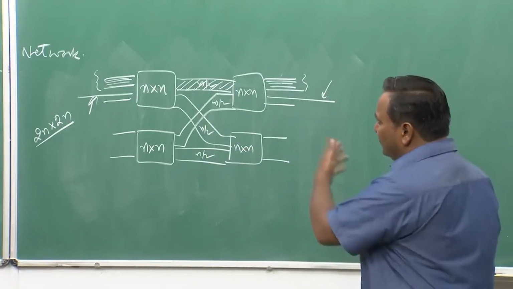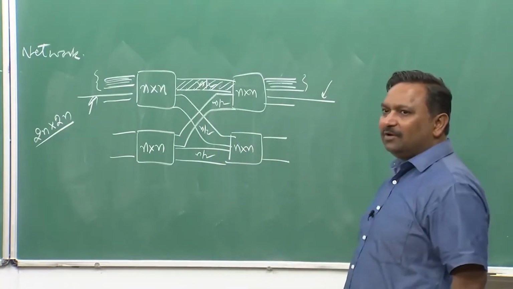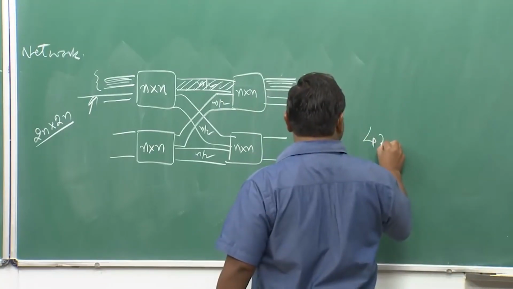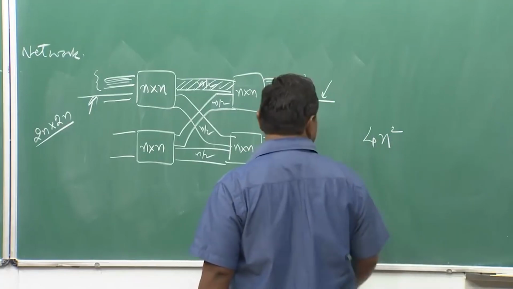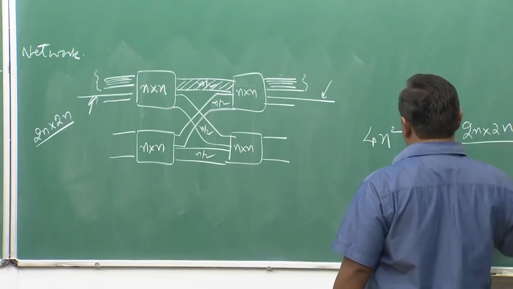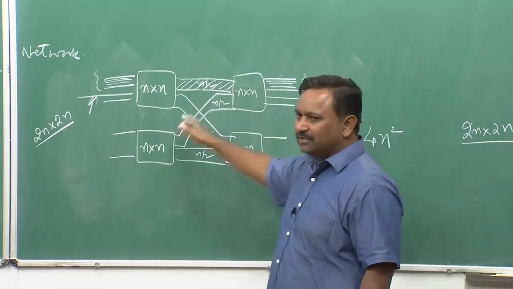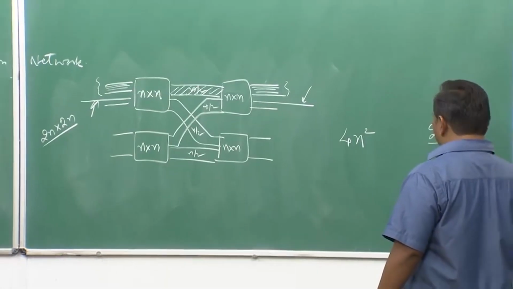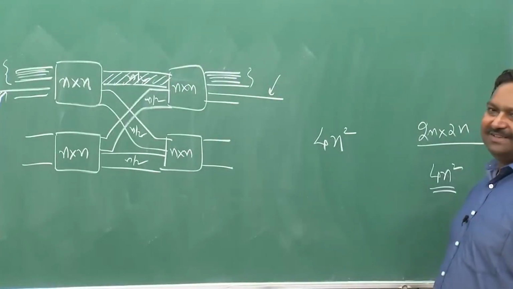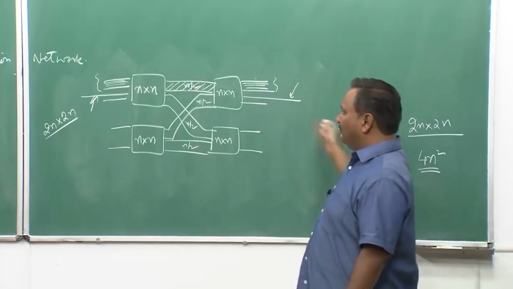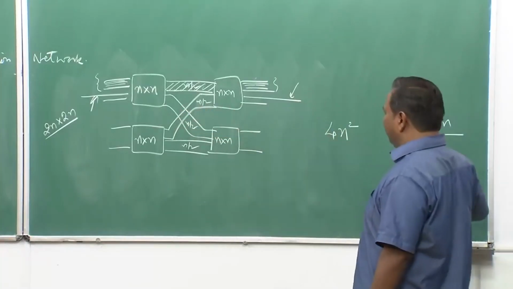And of course, for this 2n by 2n system, my cross point complexity is actually 4 n square. There are 4 such switches. Of course, cross point complexity turns out to be 4 n square here also. So, same cross point complexity, but I ended up in a blocking system. But I can generalize with 2n by 2n, it turns out to be the same.